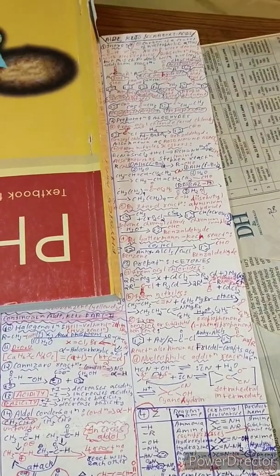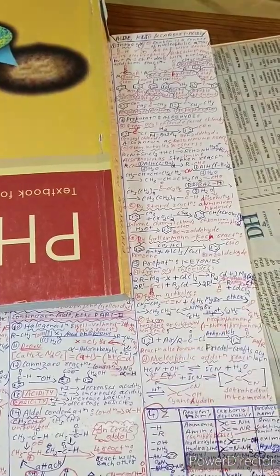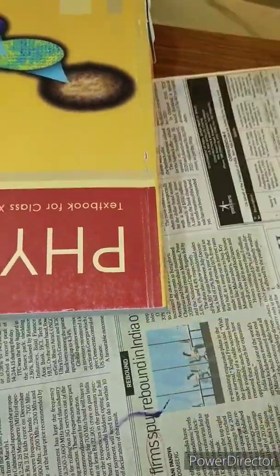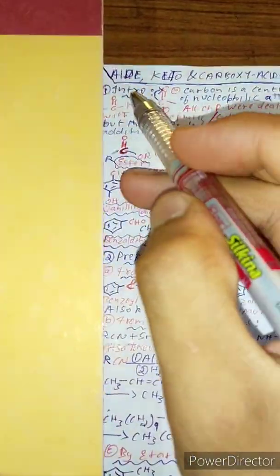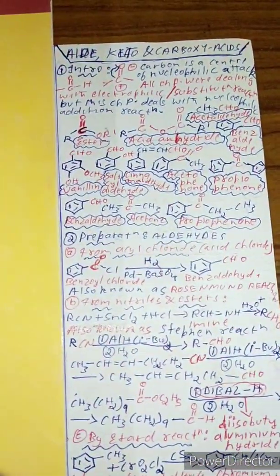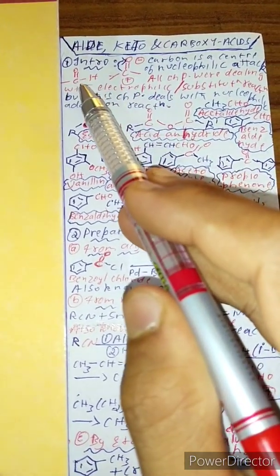Discuss the chapter Aldehydes, Ketones and Carboxylic Acids. As you can see, these are the notes of this chapter. So let's start. First of all, the introduction part. Aldehydes, ketones and carboxylic acids are all represented like this.